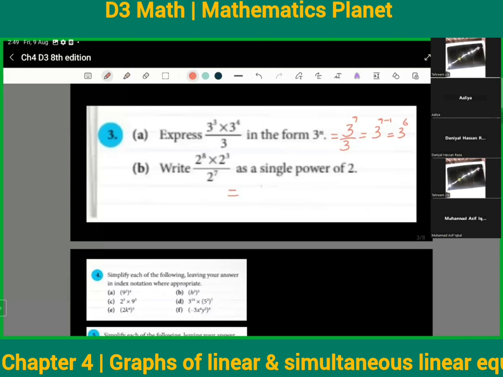Yes, Mohanad. Yes, ma'am. 2 multiplied by 2 is 2 to the power of 11 and 2 to the power of 7 equals to 2 to the power of 4.